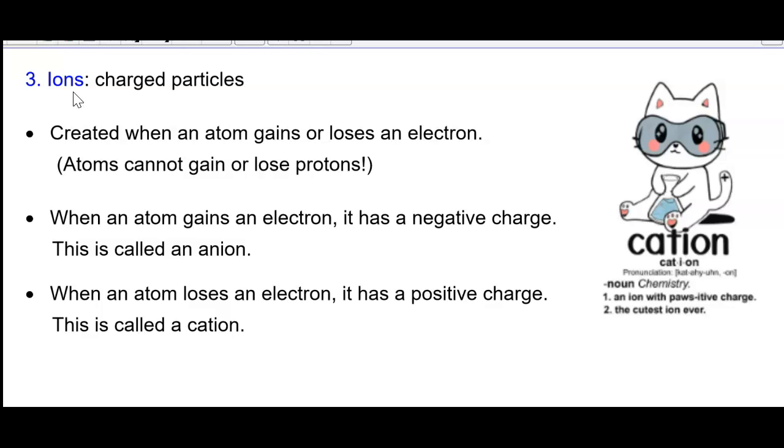When an atom loses an electron, it has a positive charge. It has more protons than it does electrons. This is called a cation. I also have drawn a cat with plus eyes before to help you remember.